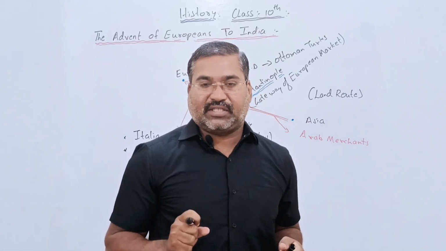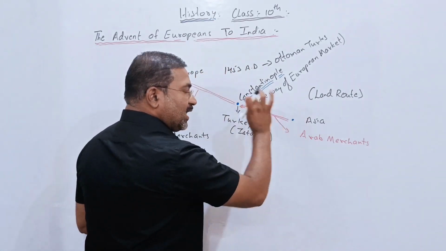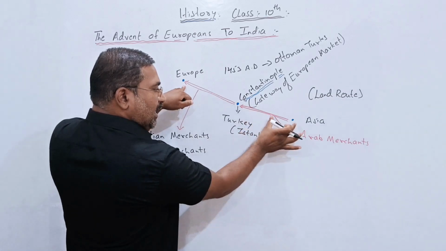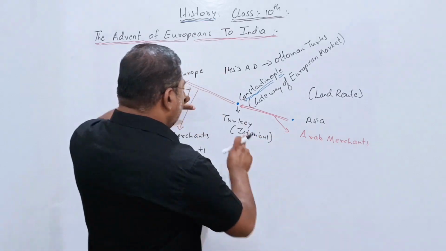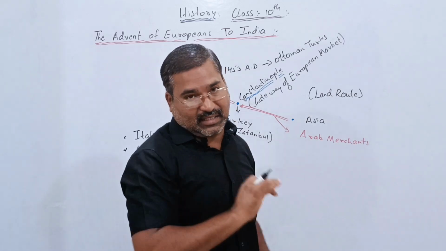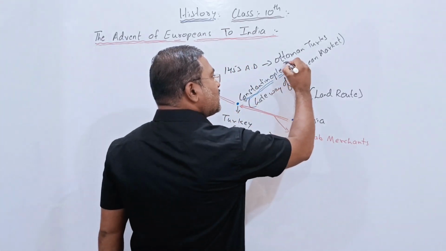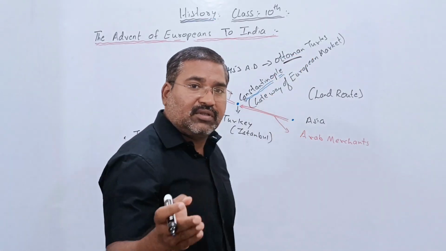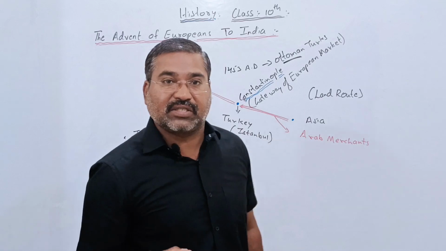This caused the trade business that was going on from Asia to Constantinople, with Arab merchants, to continue fine. But from Constantinople up to Europe, it was totally disturbed. The reason for the disturbance was the Ottoman Turks. What did they do? They allowed the Italian merchants to do the trade.